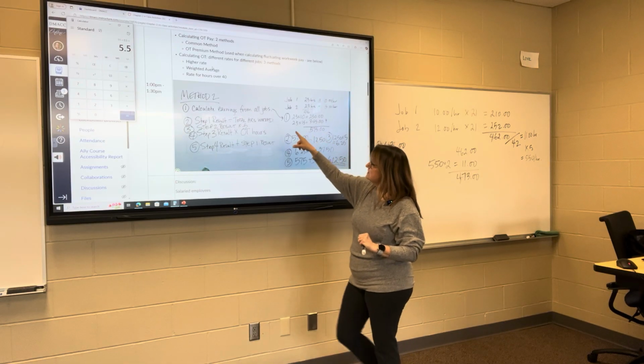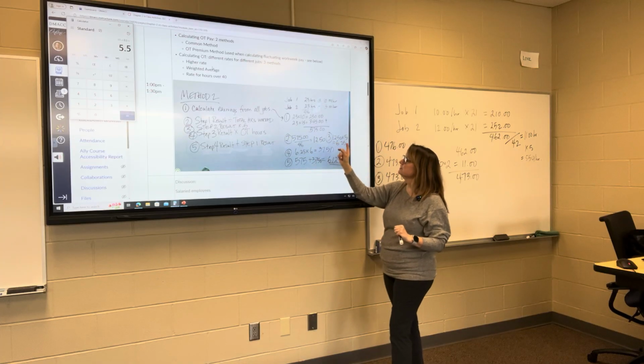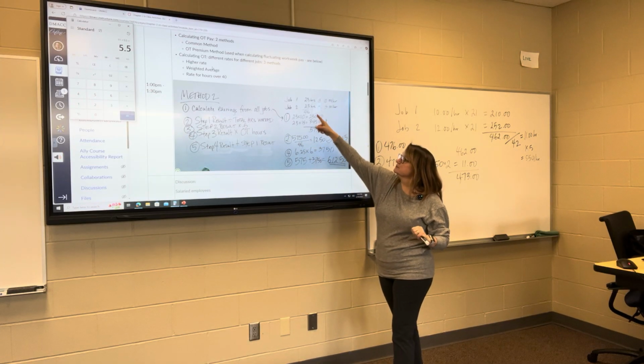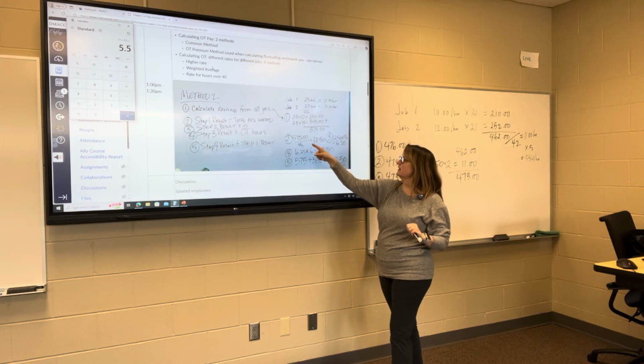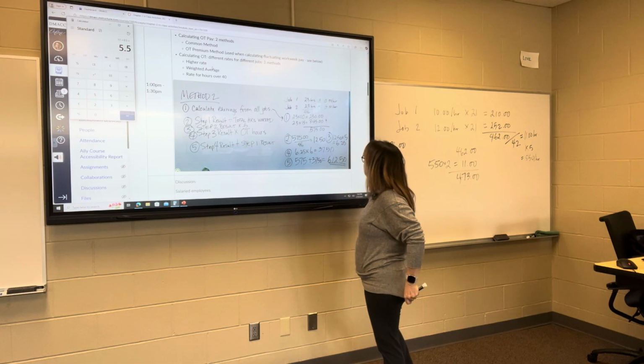$575. Step 2, we take the step 1 result and divide it by the total number of hours worked. In this case, it was 46 hours that were worked, so we're going to take the 575 divided by 46. We get $12.50, so that's our weighted average rate.